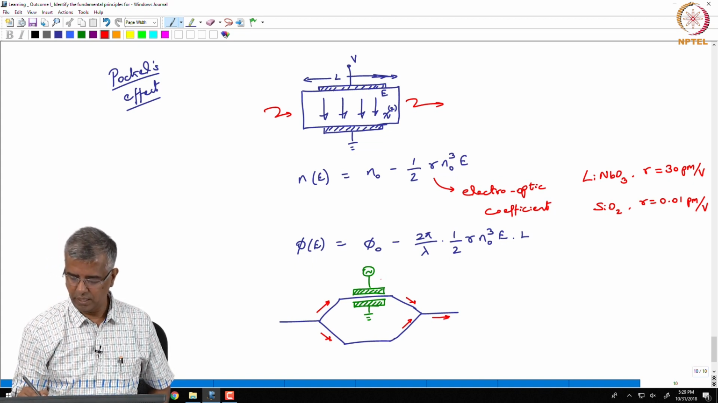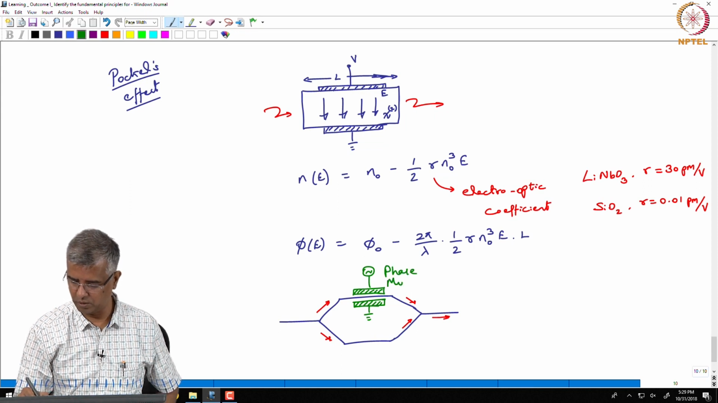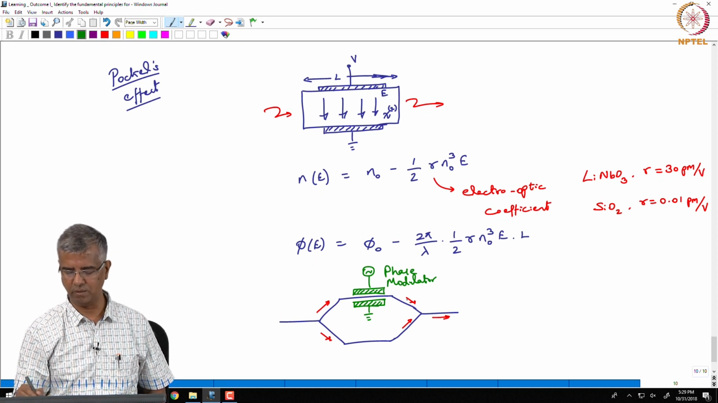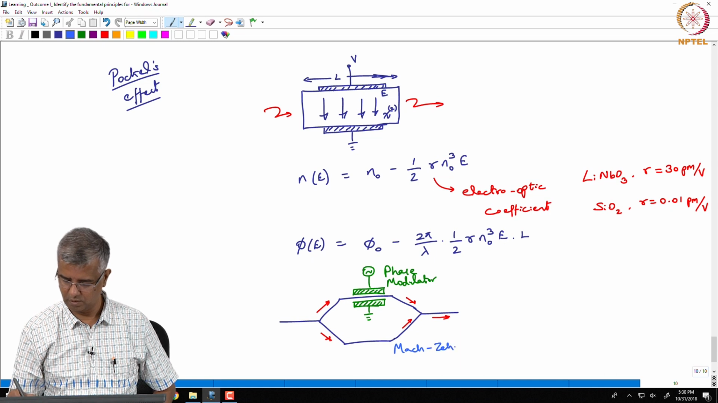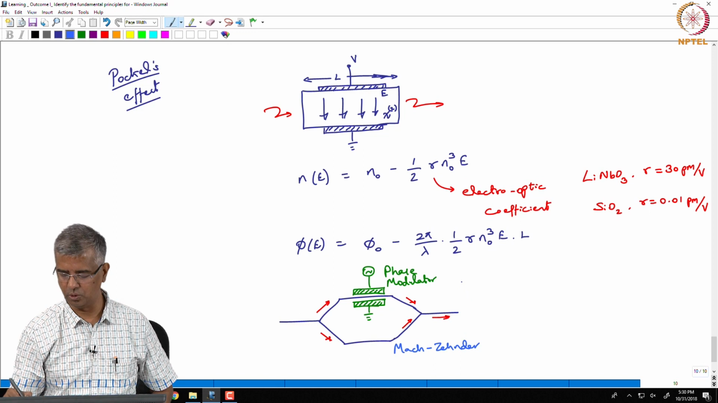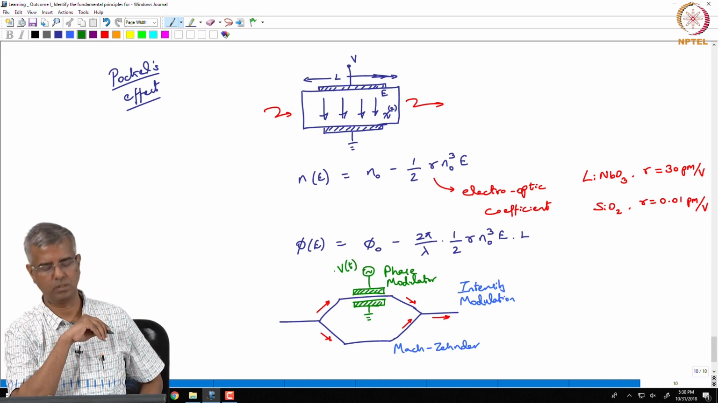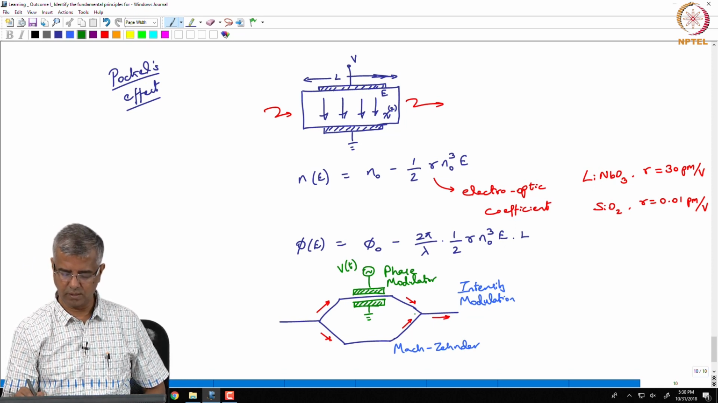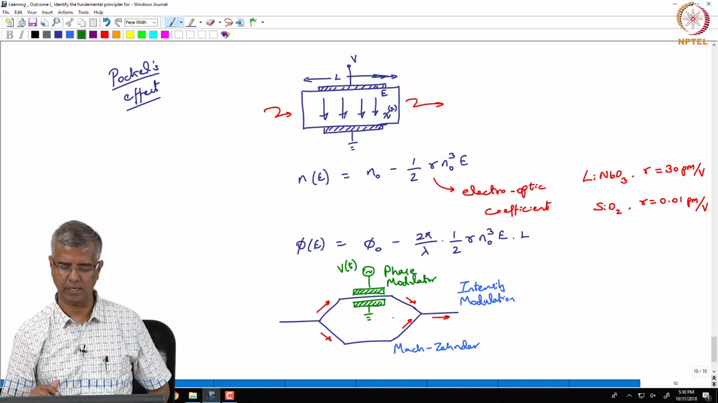So, essentially what we have here is a phase modulator. This section corresponds to a phase modulator, but since that phase modulator is within the structure, which is like a Mach-Zehnder interferometer configuration, this phase modulation is converted to intensity modulation. You are essentially gating light through this V of t that you are applying to this electrode, and that is provided this waveguide is actually made with a material which has a high electro-optic coefficient.